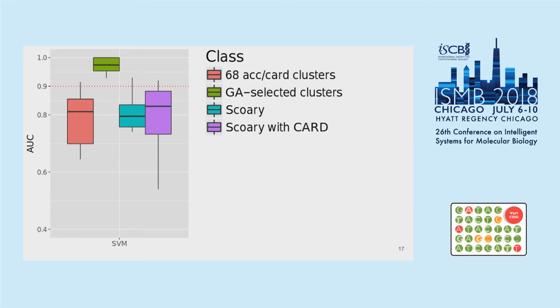Compared to the red one, the 68 CAR accessory genes, our GA selected clusters improve a lot. We also compare our GA selected clusters to Scoary, which is a program that scores all the pan-genome clusters according to a phenotype. We also dug out the known resistant genes that are predicted to be relevant to resistance by Scoary, and our GA selected clusters still outperform them.